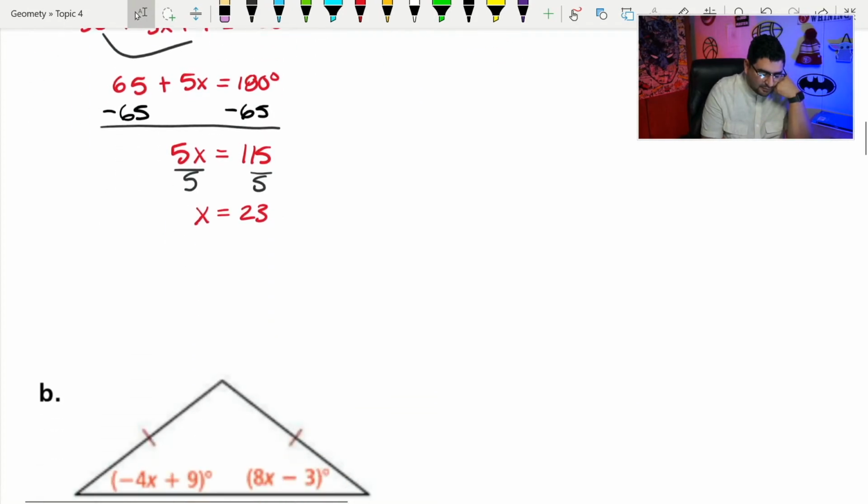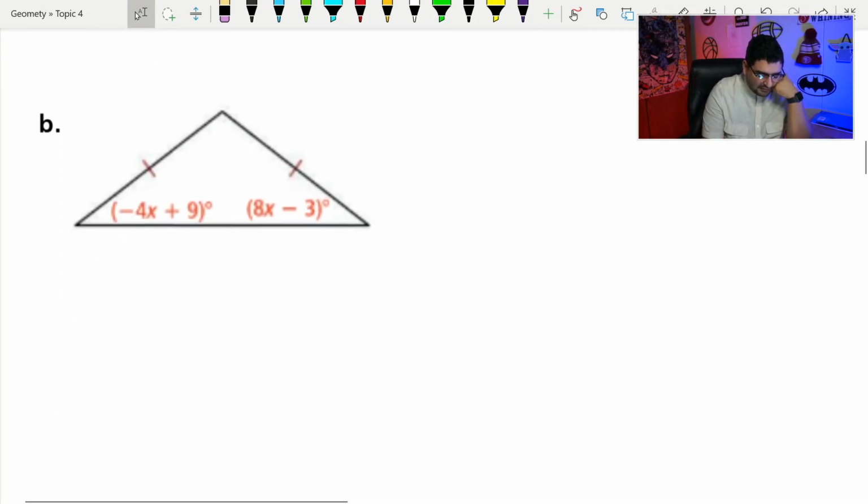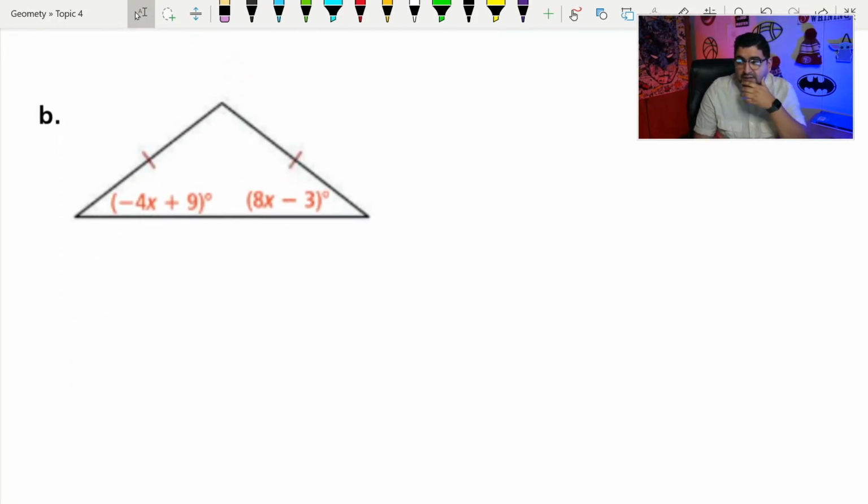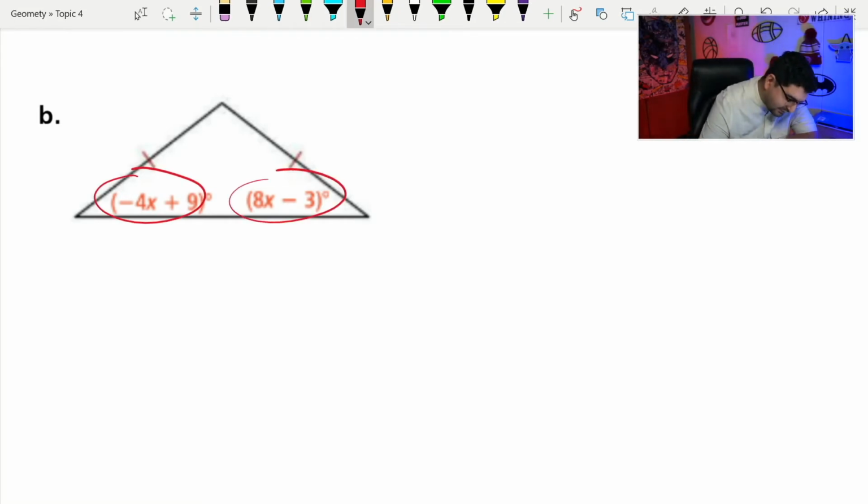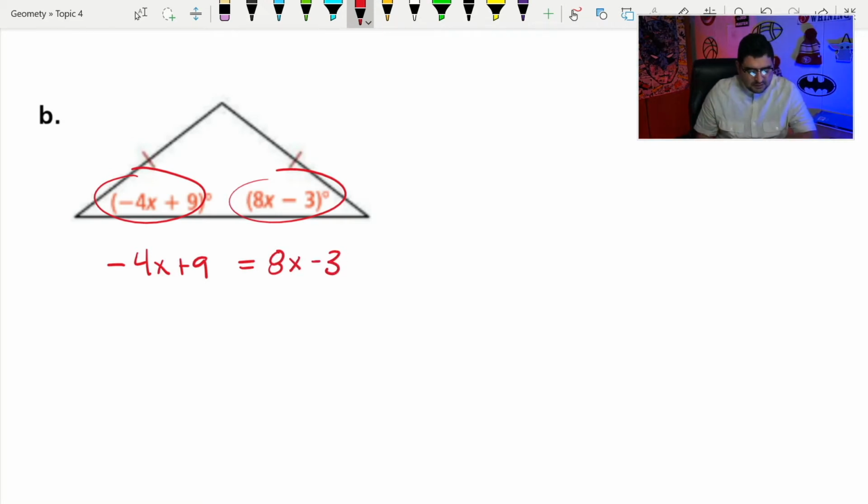Let's look at another problem. Again, this problem has to do with finding angles. This one's a little bit more straightforward, whereas they tell us that these two sides are equal. And why does that matter? Because there's a theorem that says if those two sides are equal, we know that these two angles have to equal each other. So for this problem, I would just set these two angles equal to each other. I would have negative 4x plus 9 equals 8x minus 3. And now it's just a matter of moving things over.